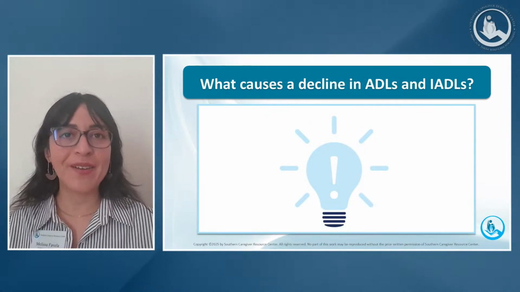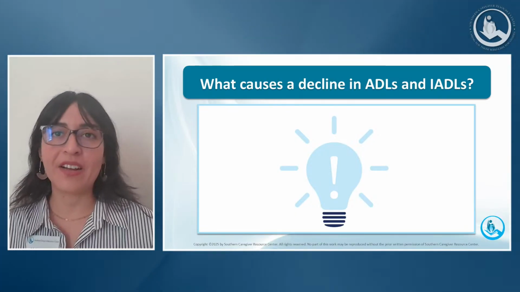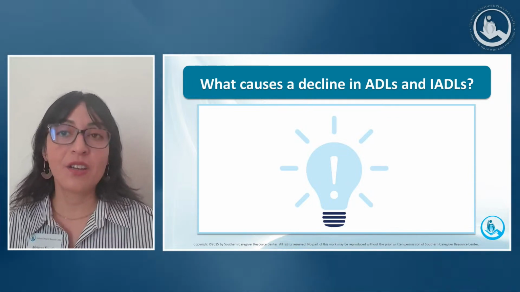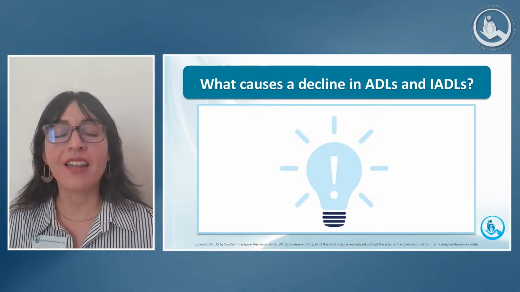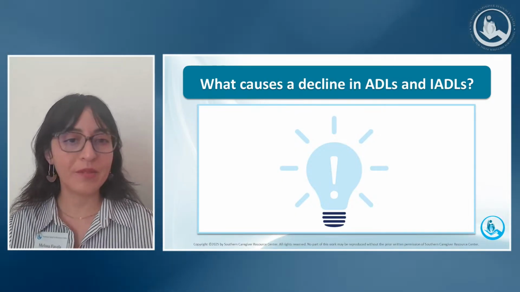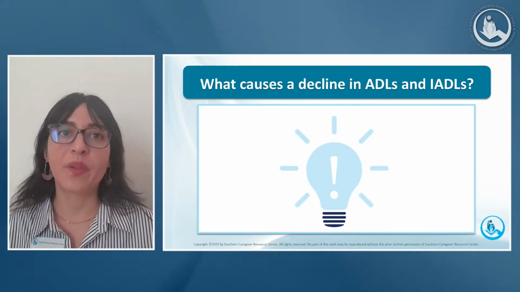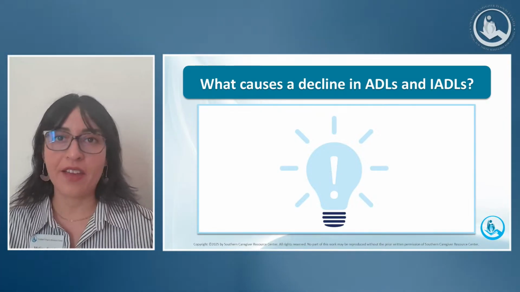So hopefully by now we understand why ADLs and IADLs matter, how they're assessed, etc. However, this leads us to the question of what causes a decline in ADLs and IADLs. We know about them, we're aware, but what causes a decline? Well, a decline in physical function can result from a variety of factors.